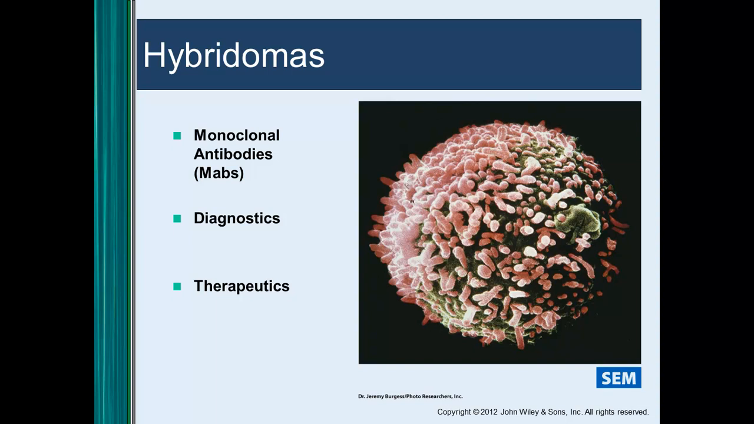Hybridomas can be grown in the laboratory and can be used to produce pure specific antibodies called monoclonal antibodies against any antigen to which the white blood cell was previously sensitized. Prior to the production of hybridomas and their monoclonal antibodies, there was no source of pure antibodies that existed. Now we have many different kinds of monoclonal antibodies that are produced commercially, and these represent a huge step forward in the field of immunology.